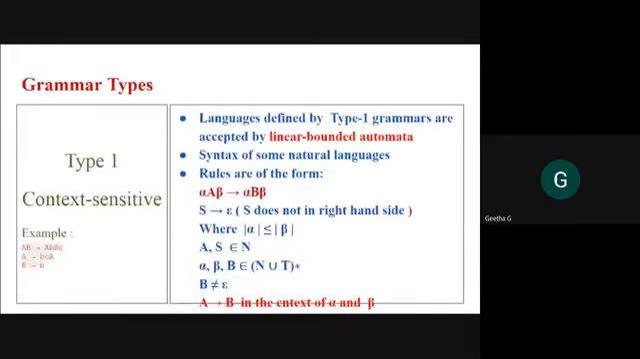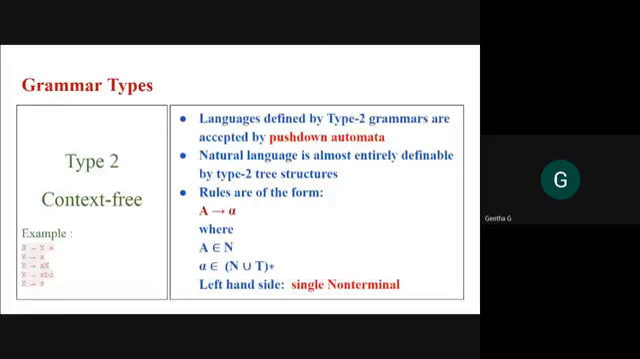Next, now we are going for context-free grammar. This is where your syllabus actually starts. Context-free grammar will generate context-free languages. The languages defined by type 2 grammars are accepted by push-down automata. So your third unit consists of context-free grammar, context-free languages, and push-down automata. Natural language is almost entirely defined by this type 2 grammar structure.